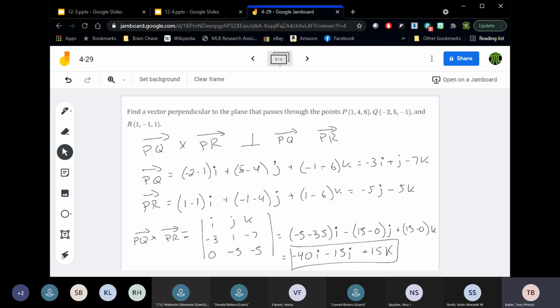So remember, multiplying it by a scalar just makes the vector longer or shorter. It doesn't change its orientation. So it still would be perpendicular to those two vectors. That makes sense? All right.